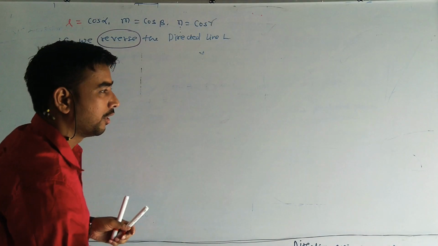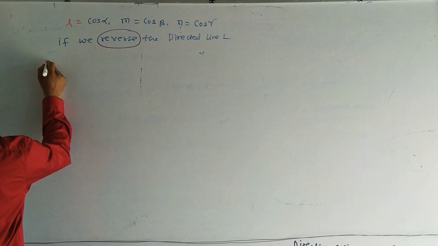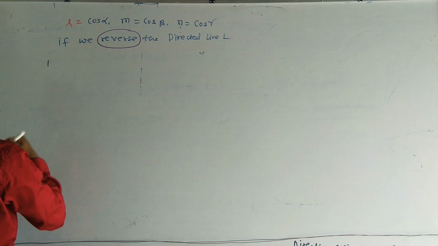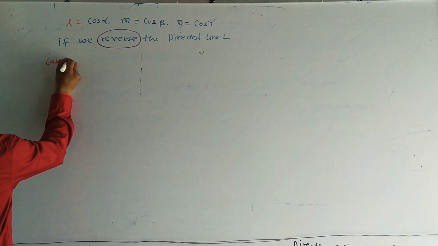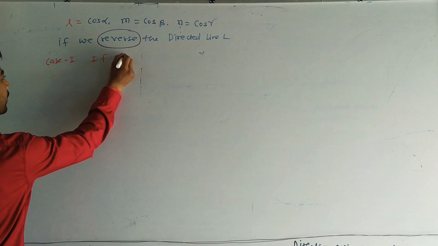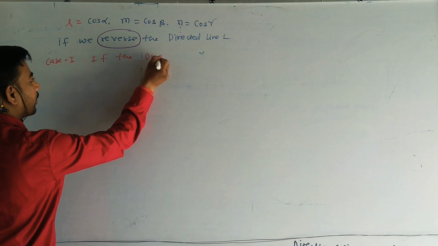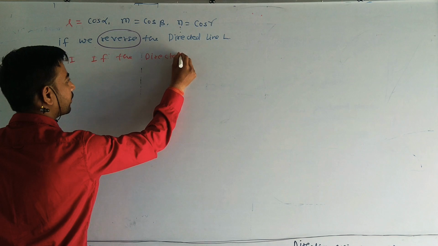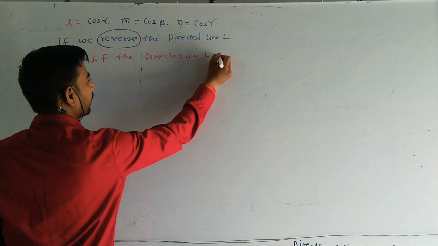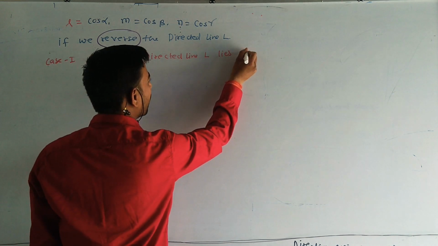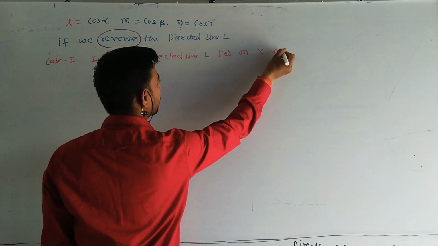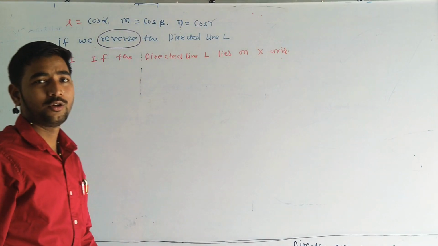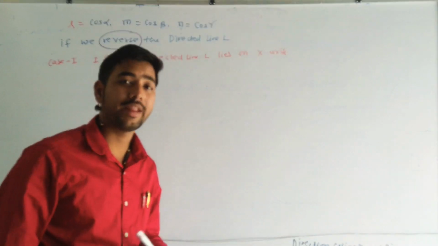Suppose the line, the condition is what? Case first, if the directed line L lies on the x-axis. Suppose that your directed line lies on the x-axis.